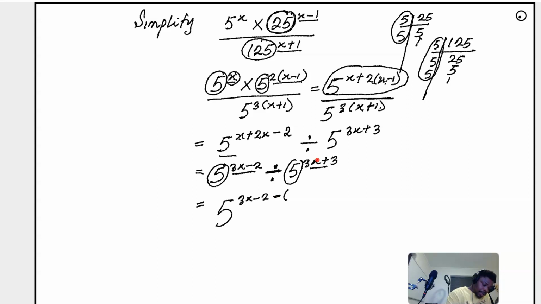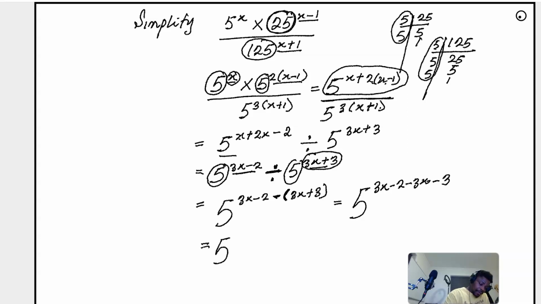So minus, because this is more than just one number here. We have two numbers, so I'm putting a bracket. So 3x plus 3. Okay, so this is 3x minus 2. Let's open the bracket. Minus 3x, that's minus, minus 3. Okay, so this is 5. 3x minus 3x, that is 0. Minus 2 minus 3, that is minus 5.